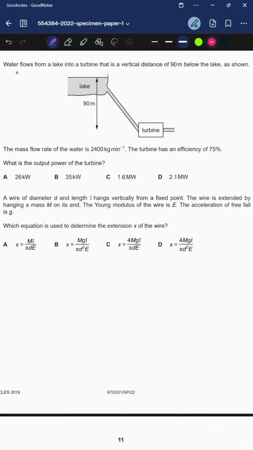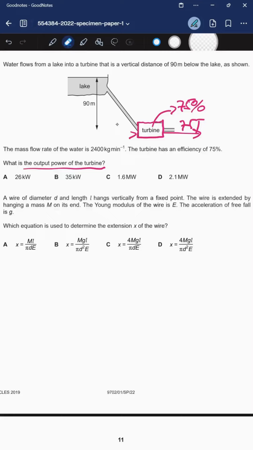In this question, we need to figure out the total power output of the turbine, and this is the turbine, and it has an efficiency of 75%, right? By efficiency, we mean that it is capable of converting 75% of the input energy to the output energy. So if you are putting in 100 joules, it will give 75 joules at the output, right? So this is a 75% efficient system.